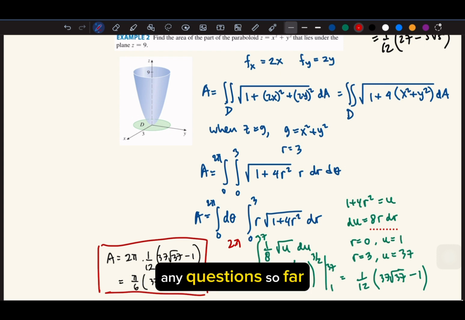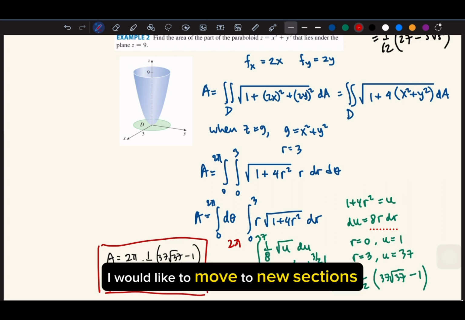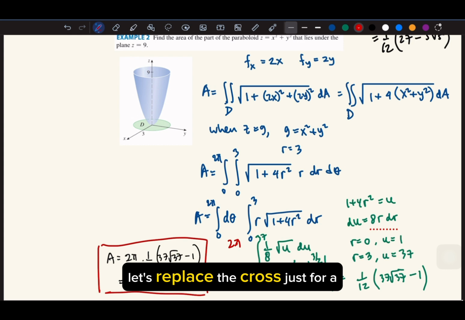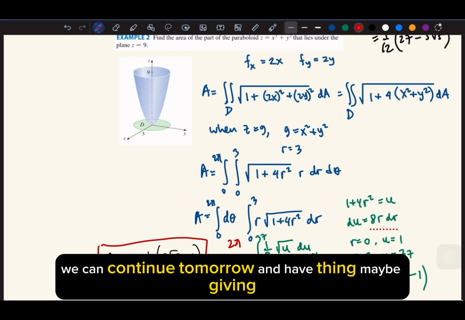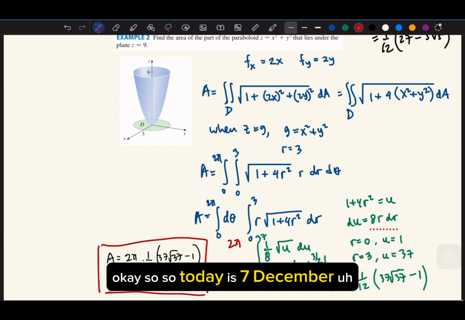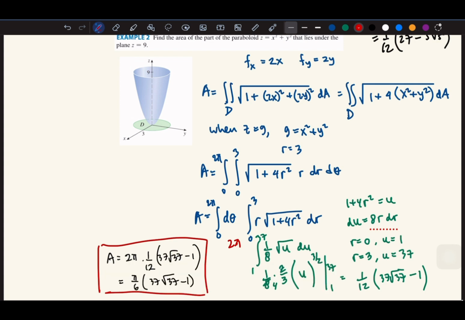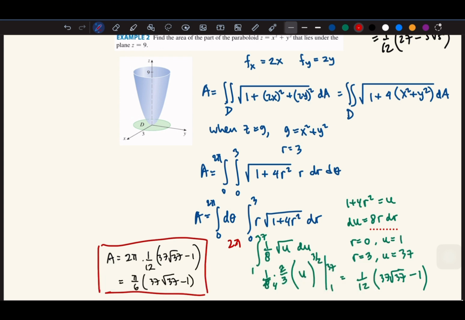Any questions so far? No. I would like to move to a new section, the triple integrals, just for a few introductions and then finish. We can continue tomorrow and maybe give more exercises on this surface area also tomorrow. So today is 7 December. Our finals are on 22 December.